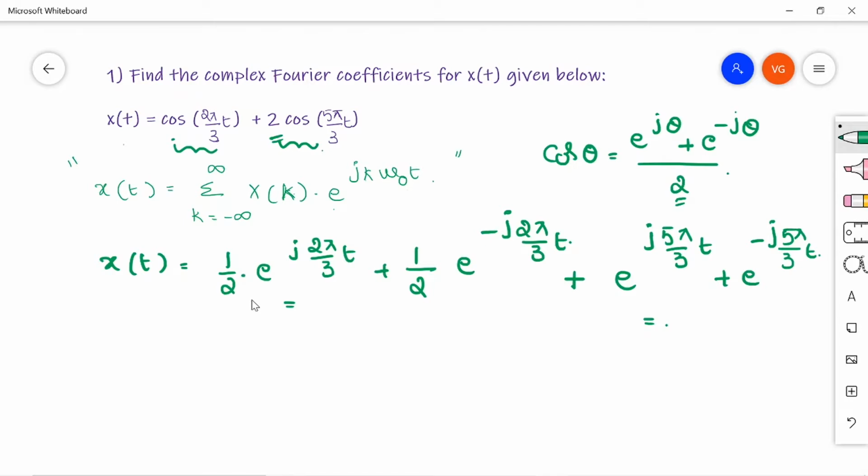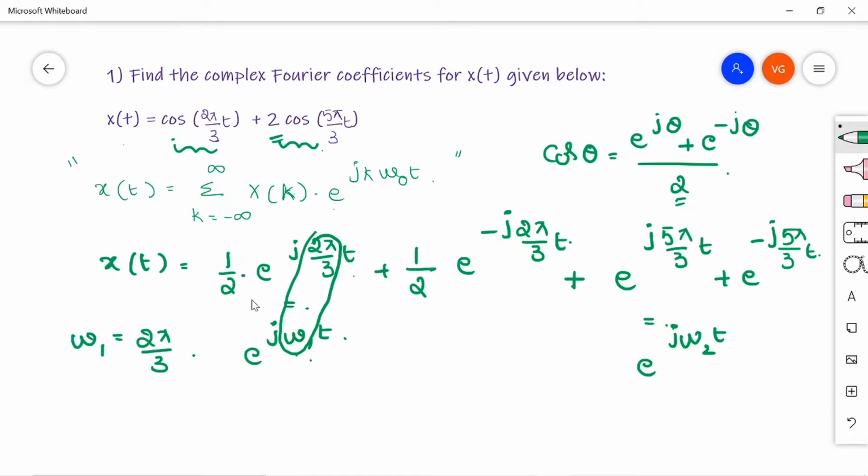For the first signal, if you compare e power j omega 1 t, let us say the first signal is omega 1 and this is e power j omega 2 t, compare. So you will get omega 1 is nothing but 2 pi by 3 here, right? If you compare the power, omega 1 I am getting as 2 pi by 3. So omega 1 is 2 pi by 3. Similarly here if you compare omega 2, you will get it as 5 pi by 3.